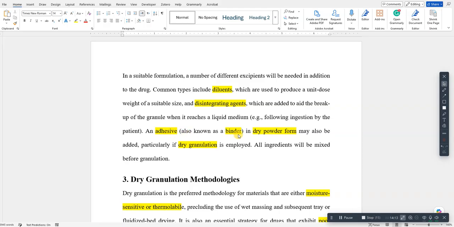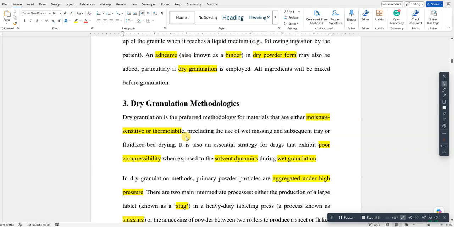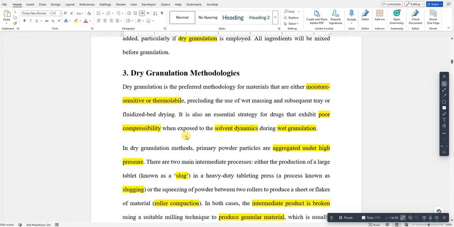The binder or the adhesive will help in the process of allowing the particles to stick to each other. Okay. In wet granulation, the binder or adhesive is dissolved in the liquid and then added to the preparation to do the wet granulation. Let's now dig down into the dry granulation method.